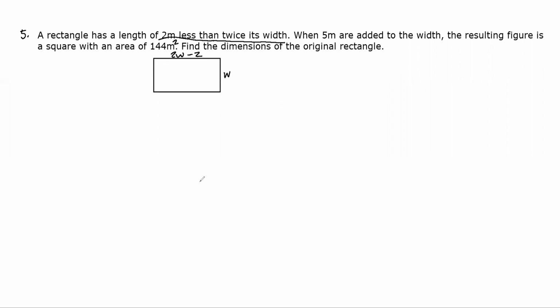Now, it says when 5 meters are added to the width. This is the part where it gets kind of weird. So we're going to take our rectangle, we're going to add 5 meters to the width. So this is our width here. We're going to extend this 5 meters. And they're telling us that the resulting figure is a square. So I'm going to extend this until this length here is about equal to the length, because then it'll be a square. It's kind of roughly drawn there.